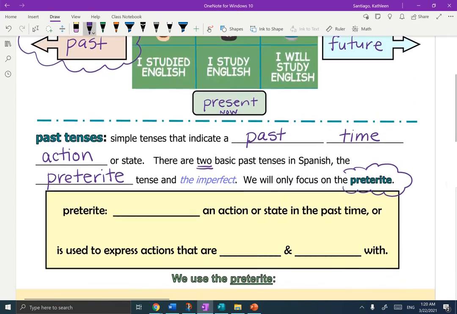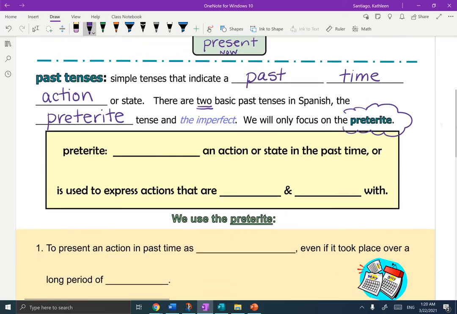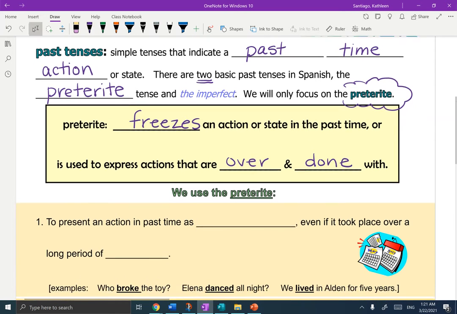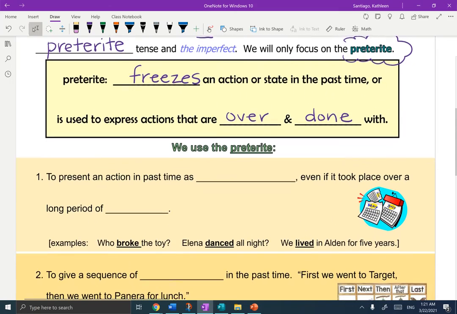Perfect. So, what is the preterite tense? Well, the preterite freezes an action or state in the past time, or it is used to express actions that are over and done with. Let's look at the 4 uses of the preterite tense.